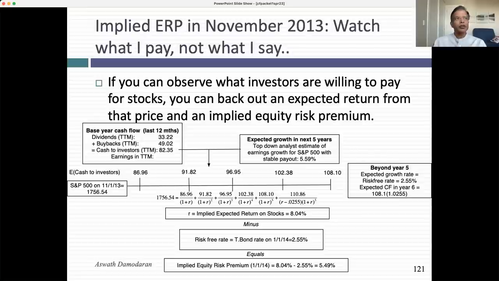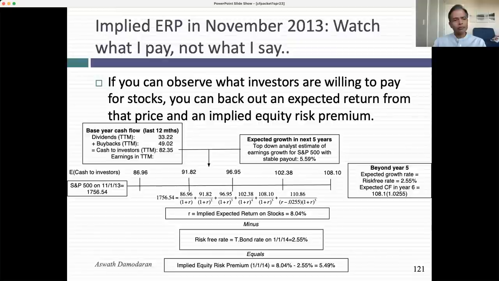In November of 2013, the S&P 500 was trading at 1,756.54. Everybody with me so far? You go and buy the entire index. When you buy the S&P 500 index, you know what you're getting, right? You're getting the 500 largest market cap stocks in the US. So you bought them. What are the cash flows you can expect, hope to get on those stocks? I mean, you don't get a coupon on stocks, but what do you get instead?